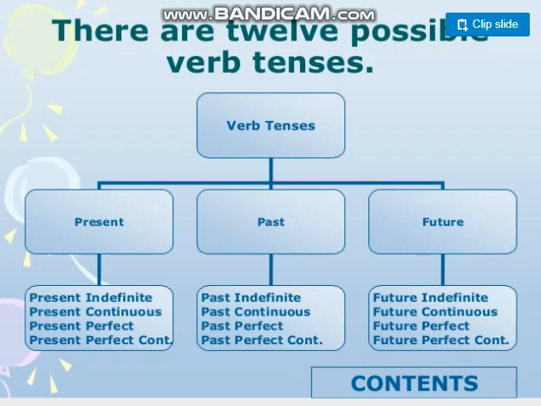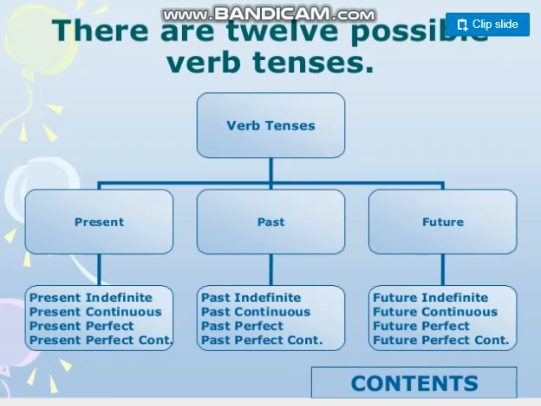Then we have all 12 possible types of tenses, because first we discussed three categories according to the time frame, which were present, past and future, and then these three are further categorized into different aspects of tenses, which are indefinite, continuous, perfect and perfect continuous. So as a whole we have these 12 possible types of tenses, and you have to remember them at your fingertips. Only then will you be able to learn all these tenses.